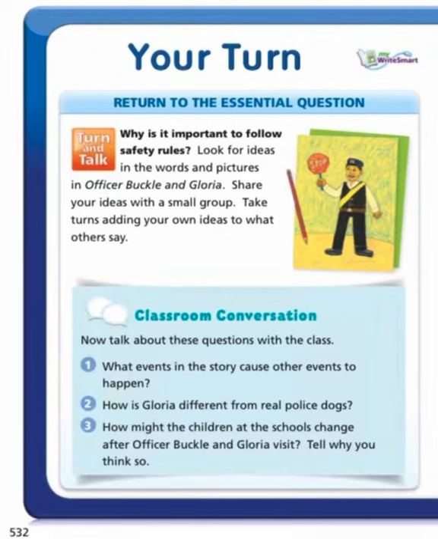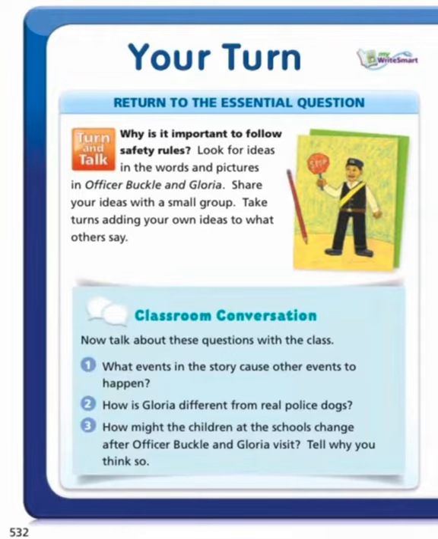Your turn. Return to the essential question. Turn and talk. Why is it important to follow safety rules? Look for ideas in the words and pictures in Officer Bucko and Gloria. Share your ideas with a small group. Take turns adding your own ideas to what others said.